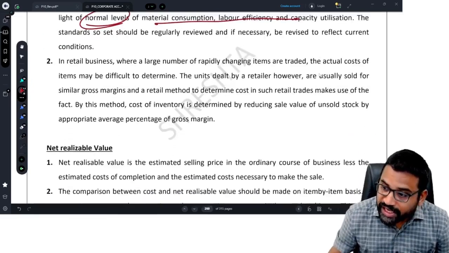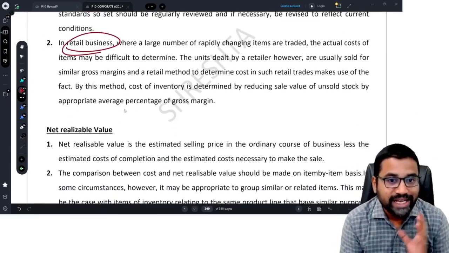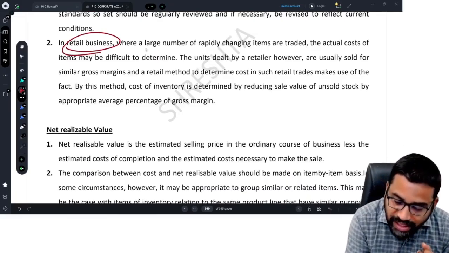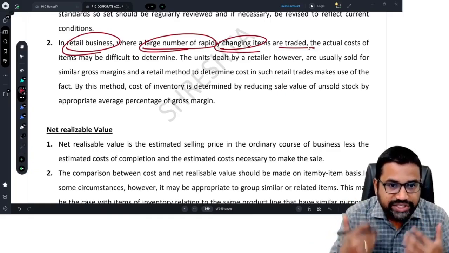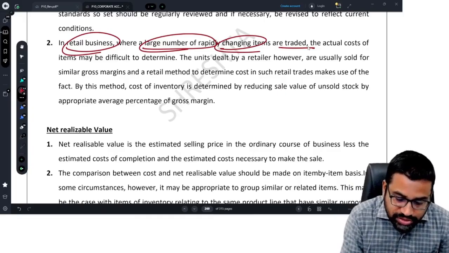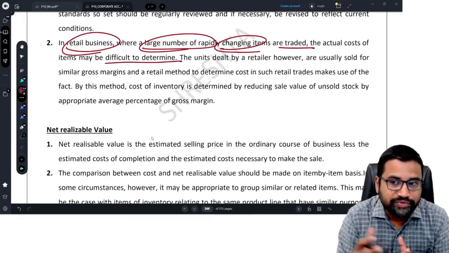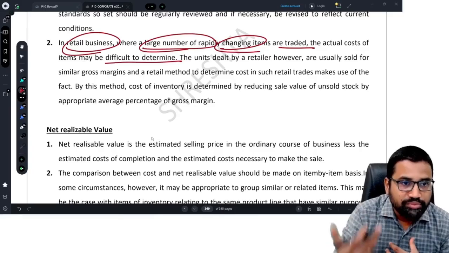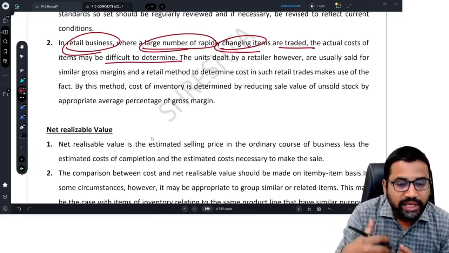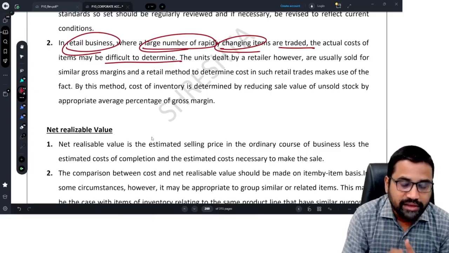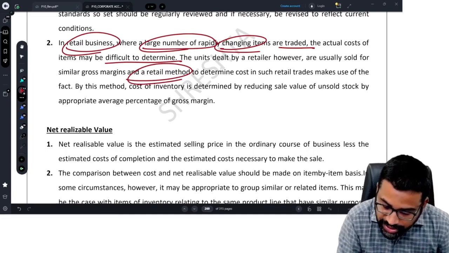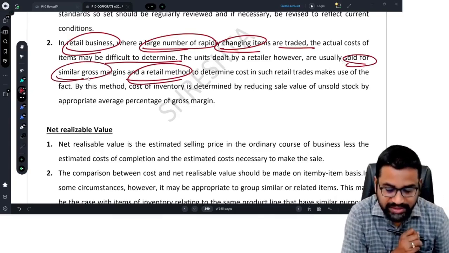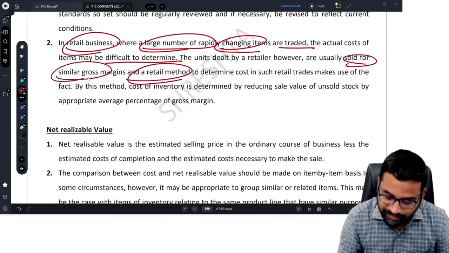And if you are in retail business, like DMart, the standard suggests one more method. For example, when a large number of rapidly changing items are traded, changing every day, the actual cost of items may be difficult to determine. If you are dealing in a large number of rapidly changing items, determining the cost is very difficult. That's why they said you follow the retail price method, the retail method. And the most important thing is that the units dealt by the retailer are usually sold at similar gross margins. The margin should be more or less the same.